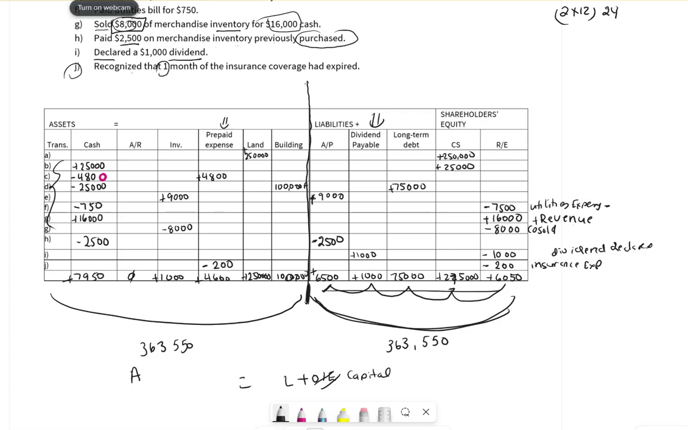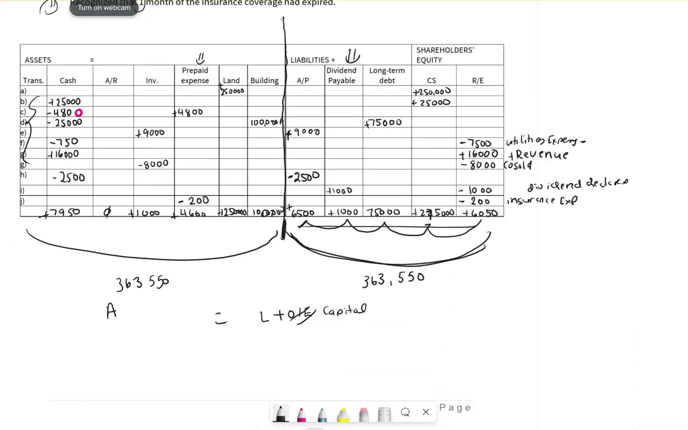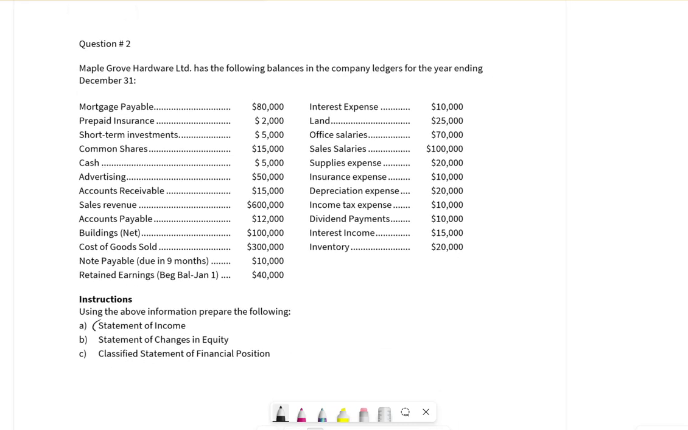So this is what you learned in chapter 1. What you did is you have the asset, liability, you have transactions from there, you put it in this table to make your accounting equation balance. So we did that. So now my next question is preparing a statement of income, statement of changes in equity, and statement of financial position.